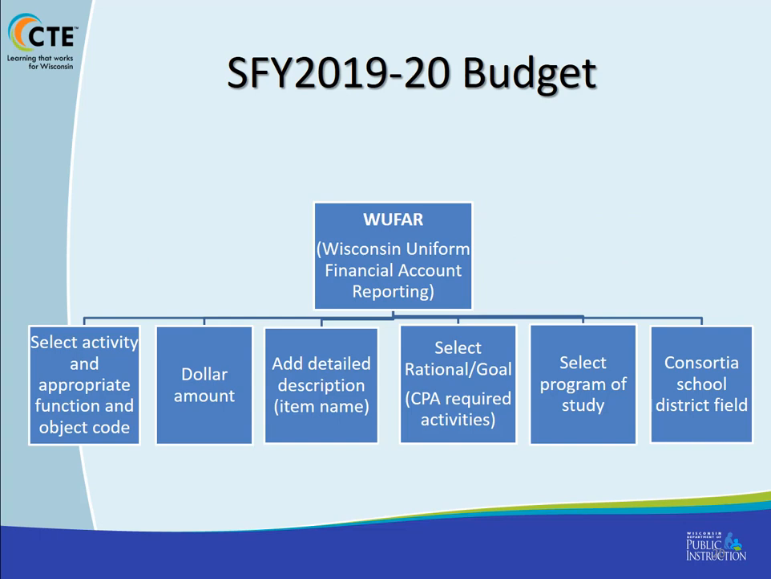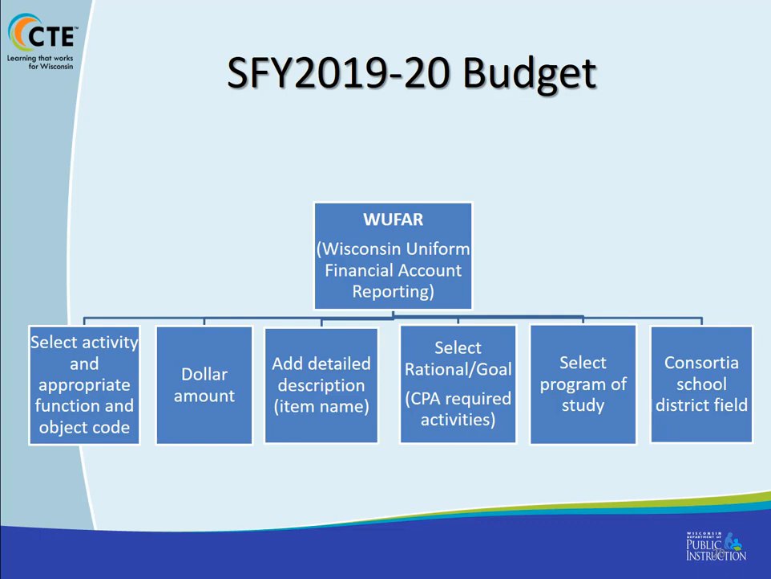The budget section in WISE grants has drop-down functionality that meets state and federal accounting requirements referred to as the Wisconsin Uniform Financial Account Reporting System, otherwise known as WUFAR. The WUFAR guide found on the DPI website directs how purchases must be coded. For every purchase, you will select an activity or purchase related to a function code. You will fill in the dollar amount.